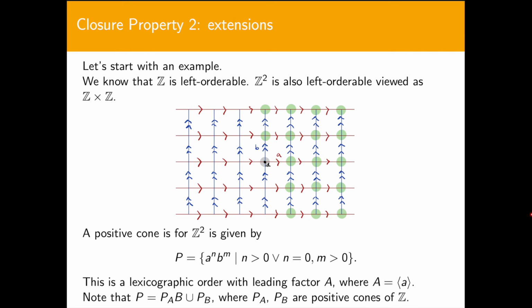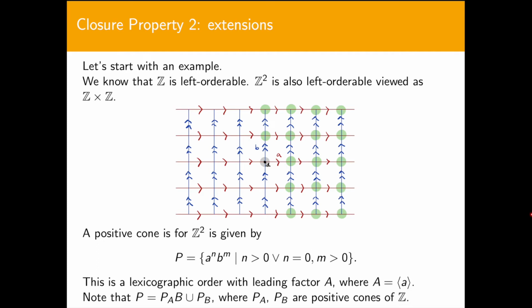For the second closure property, closure under extensions, let's start with an example. We know that Z is left-orderable. Now Z squared is also left-orderable, viewed as Z times Z. Here I've drawn a Cayley graph for Z squared, and I've drawn a positive cone for Z squared given by the green dots. A positive cone for Z squared is given by a^m b^n, where m is positive, or m is equal to 0 and n is greater than 0. We call this a lexicographic order with leading factor A, where A is the subgroup generated by the A generator.